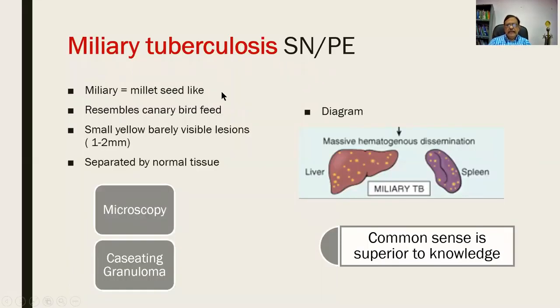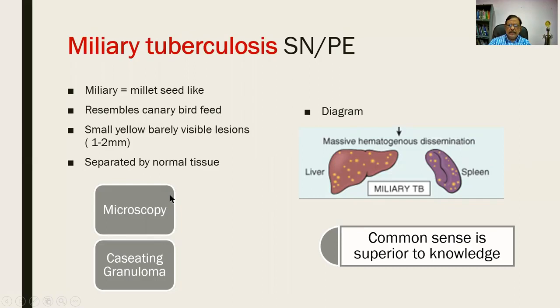The word miliary means millet seed-like. It resembles canary bird feed, something that is used for feeding the birds. Hardly about 1 to 2 millimeters in size, not centimeters. They are yellowish and spread throughout the organ that is affected, separated by the normal parenchyma. So there is a normal parenchyma and specks of these miliary lesions.